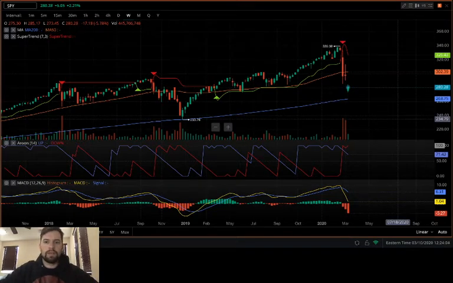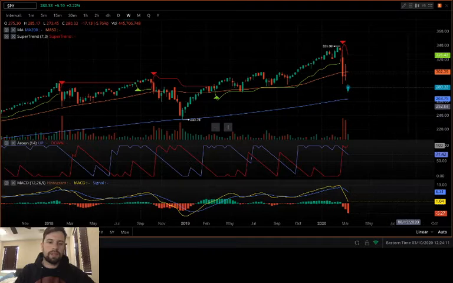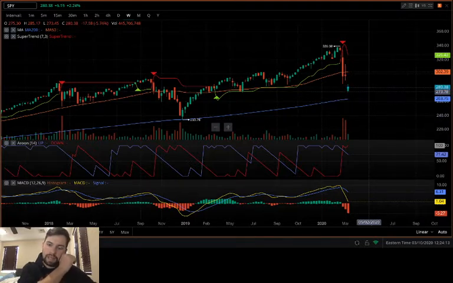Hey, this is CatsMeow492. This is going to be an update analysis on SPY. We are going to be using as our indicators Aroon, MACD, MA200, MA50, Super Trend, and RSI at some point.